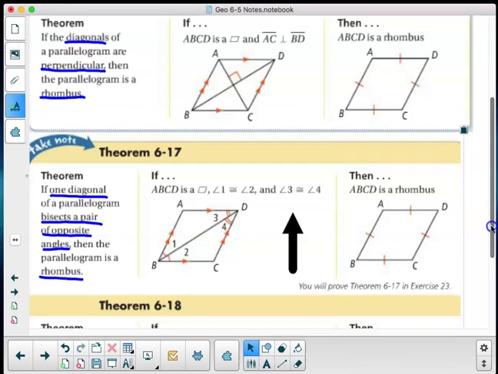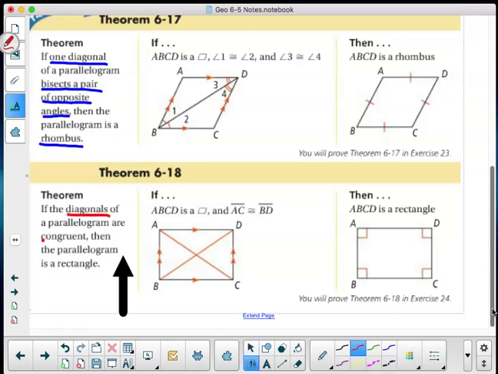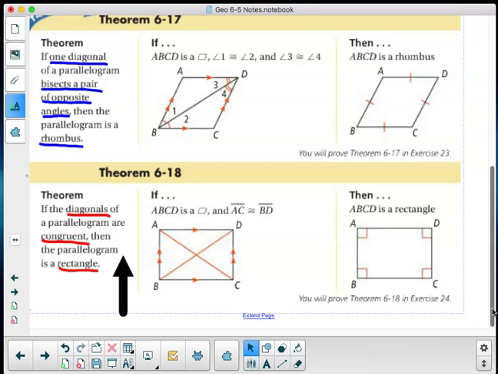Okay, so now let's look at diagonals of a rectangle. This theorem says if the diagonals of a parallelogram are congruent, then the parallelogram is a rectangle. If the diagonals are the same, AC is congruent to segment BD, then we know this is a rectangle.